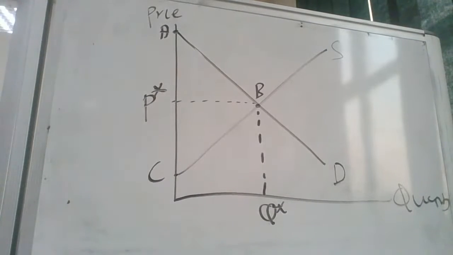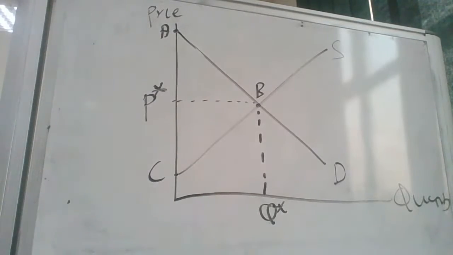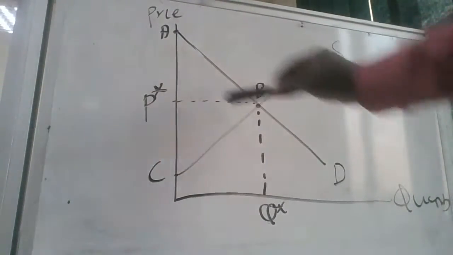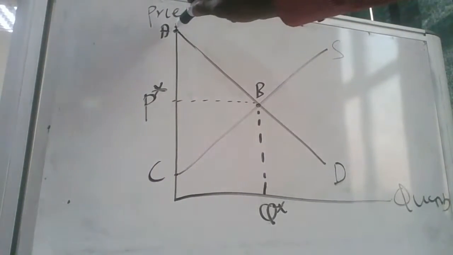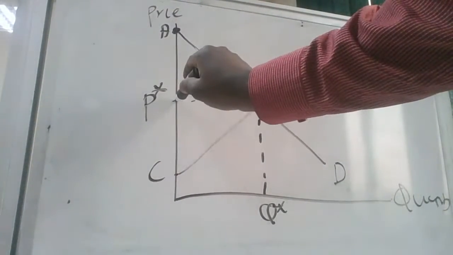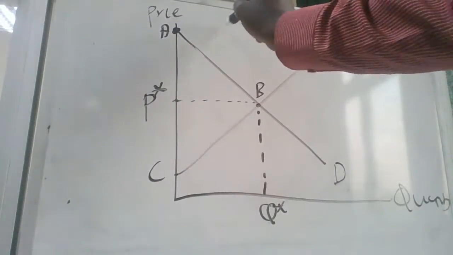From the supplier side, we notice a positive relationship between the price of a commodity and the quantity supplied. And from here, we see that suppliers are willing to sell an item at a price at point C. But what the market gives them is a price equal to P star. Therefore, we conclude that the difference between what consumers are willing to pay for an item, which is point A, and what they actually pay, which is P star, gives them the consumer surplus.